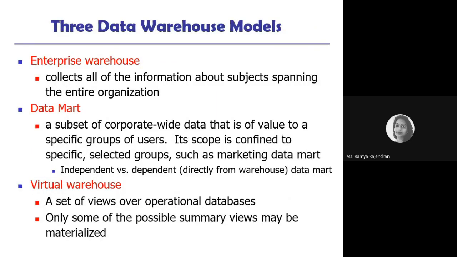So we just discussed it. There are three different data warehouse models. Okay, the first one is the enterprise warehouse. There it collects information from different sources about different subjects and stores it. That's what we have been talking about. And a data mart is nothing but a subset of the organization's data warehouse, where it contains information only about a specific function or specific project.